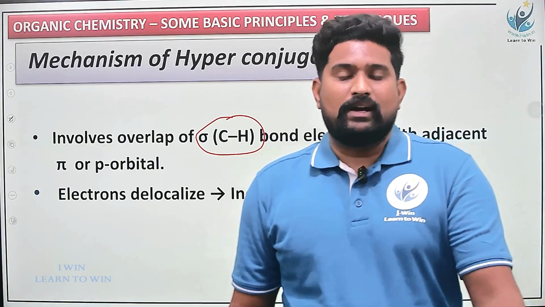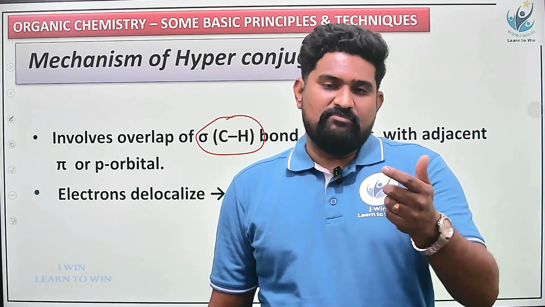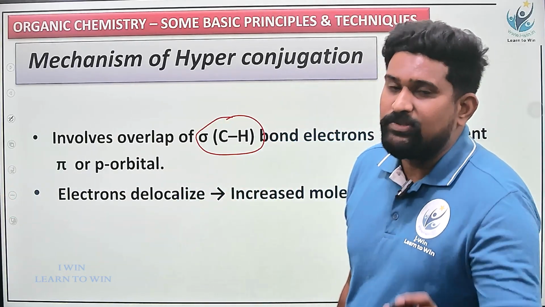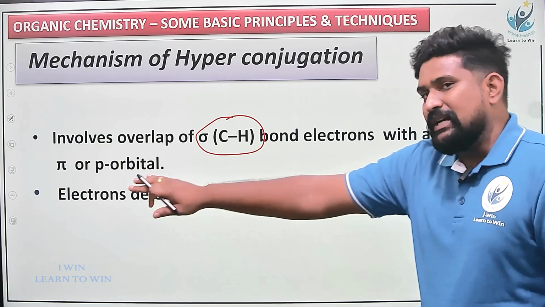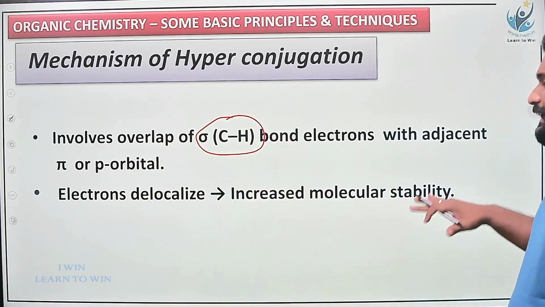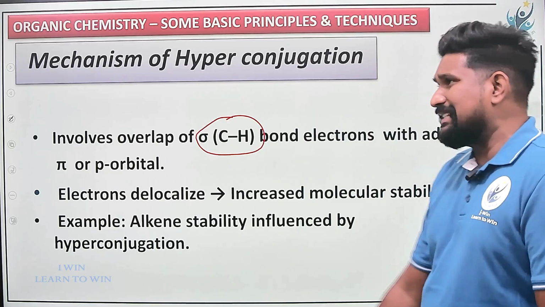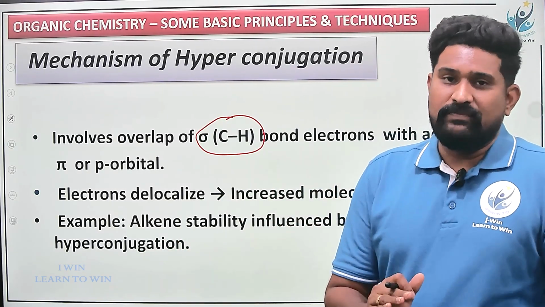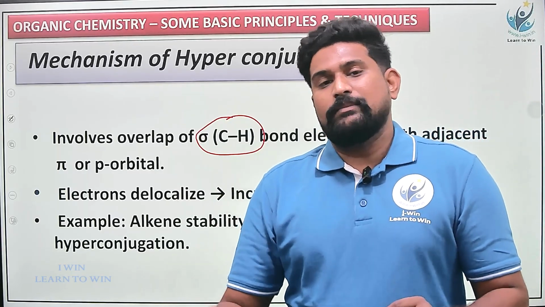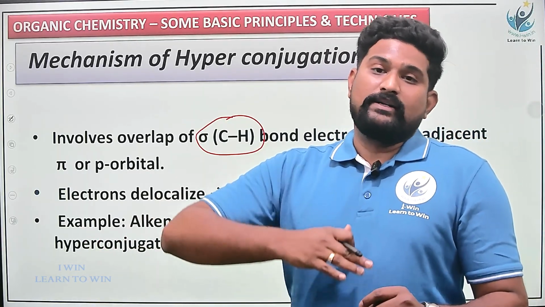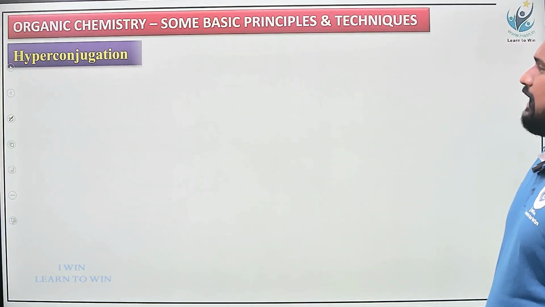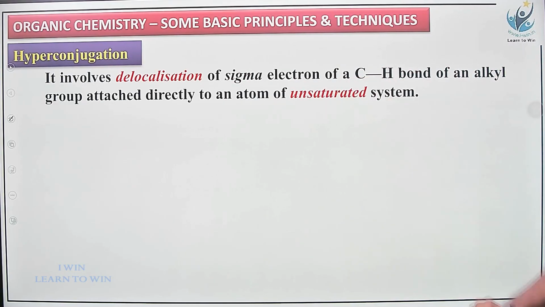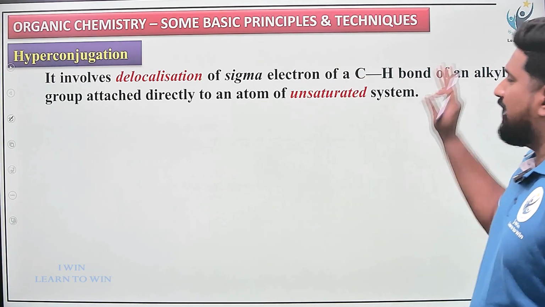You have also seen in the hydrocarbon chapter the resonance structures of benzene: the more resonating structures, the more the stability. Now my dear students, here come the uses of hyperconjugation, where more electron delocalization increases the molecular stability. An example is alkene stability influenced by hyperconjugation. When alpha hydrogens induce hyperconjugation, that means more resonating structures, the stability of the alkenes increases. Hyperconjugation involves delocalization of sigma bond electrons of the CH bond of an alkyl group attached to an atom of an unsaturated system.